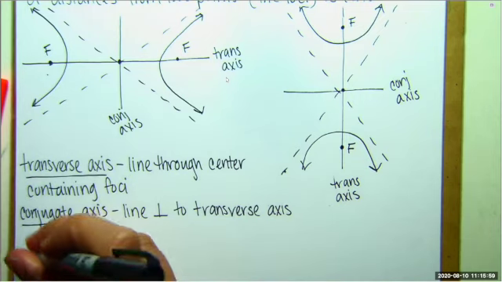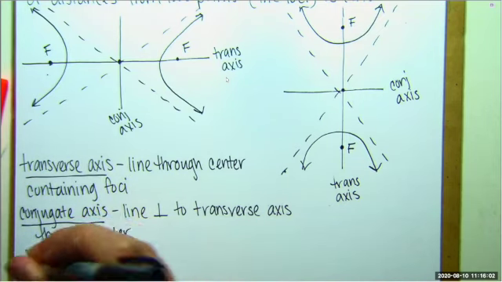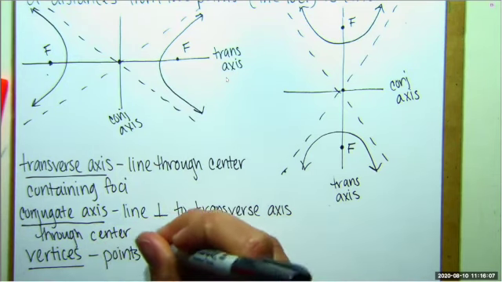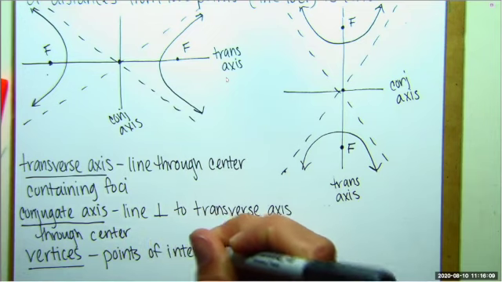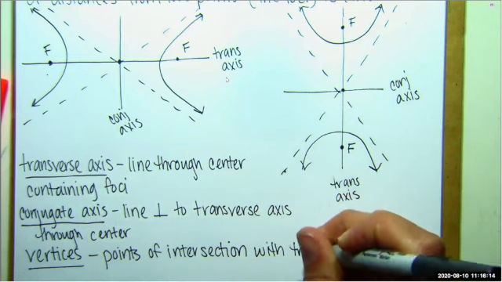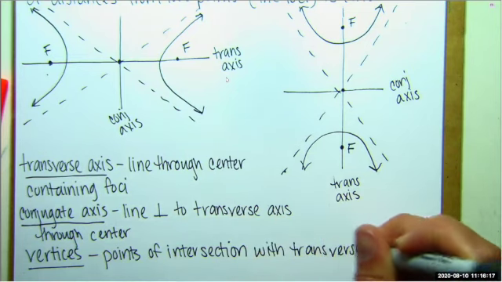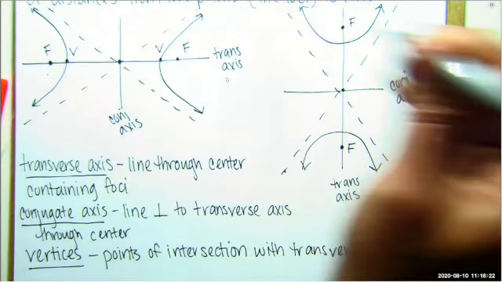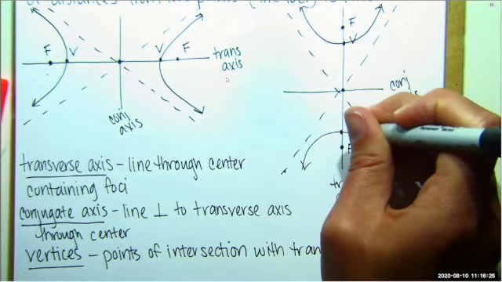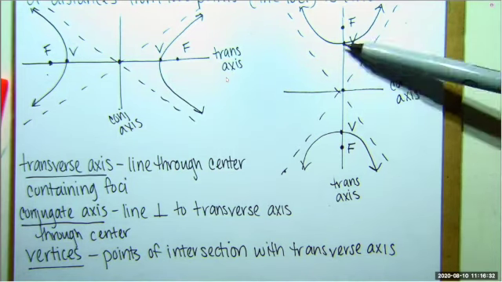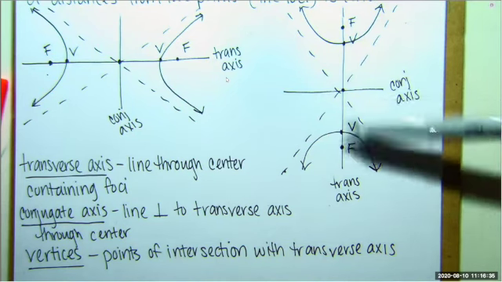Okay, our vertices are our points of intersection with the transverse axis. So here are our vertices, and here are our vertices. The vertices and foci, these are the same words we saw in the previous section. So those vertices are these points of intersection. The vertices on an ellipse are also the points of intersection with the major axis.